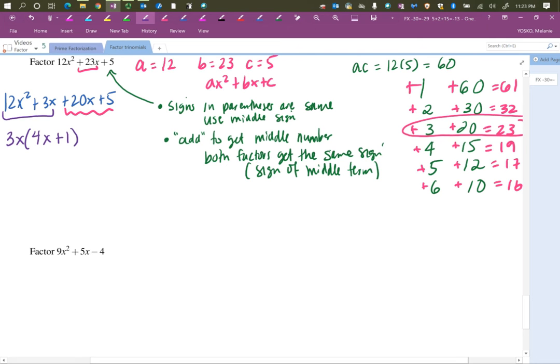Then we do the same thing with the back two terms. 20x plus 5 has greatest common factor of 5. So let's do a positive 5. And then 5 times what gives me 20x? Well, that means we need a 4x right here. And 5 times what gives me positive 5? Positive 1. Okay, and if you notice, both of these have a 4x plus 1 in common.